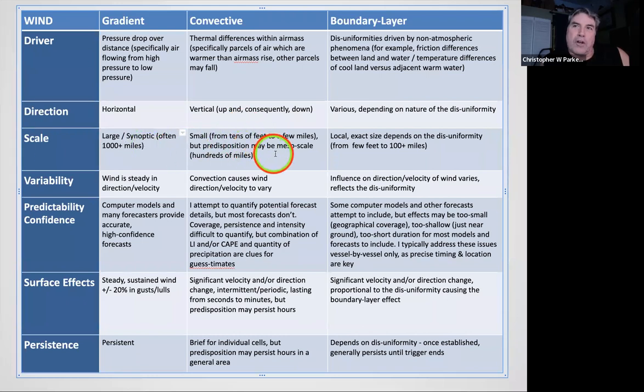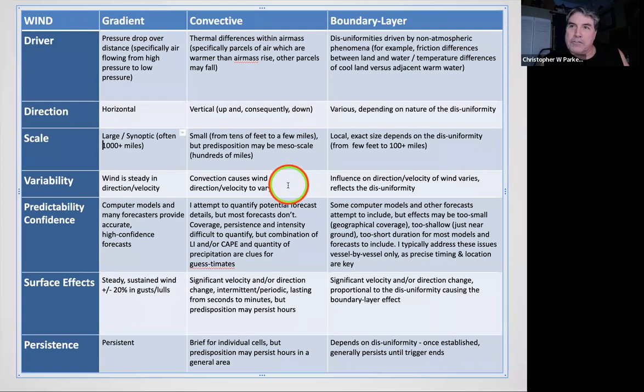The scale is really small, from tens of feet to a couple of miles across. Now, the predisposition for rising or sinking air can be hundreds of miles across. But the individual cells of air that are rising or falling can be very small, from tens of feet to a few miles across. You've heard of microbursts. Well, a microburst is simply a shaft of rapidly falling air, rapidly sinking air, and it may hit you for 10 seconds or 5 minutes, but it can be really intense, and it is due to convection, up and down motion of air due to differential heating within the air mass.